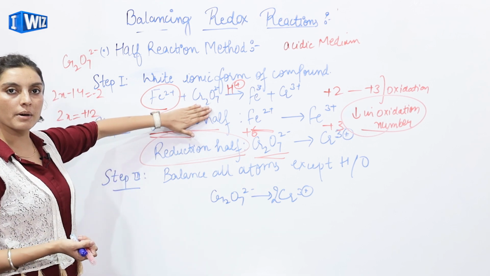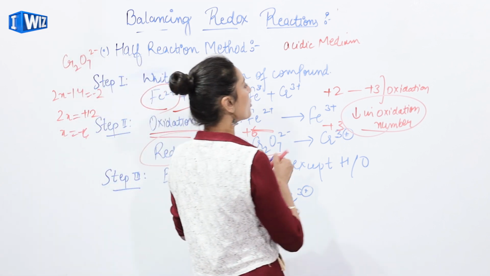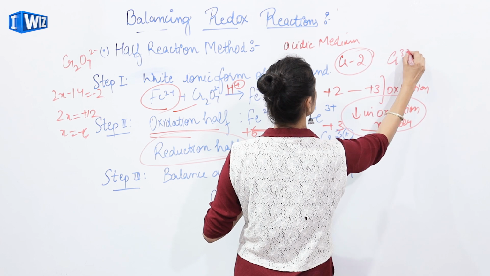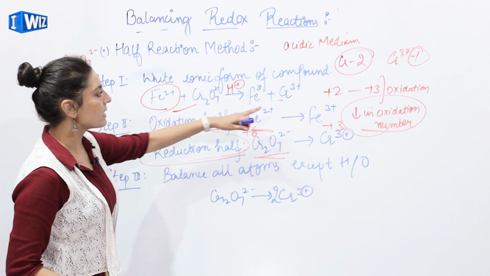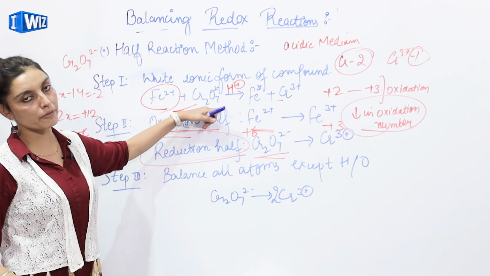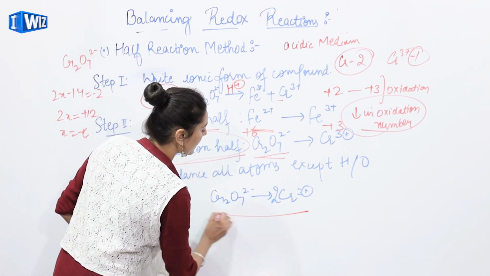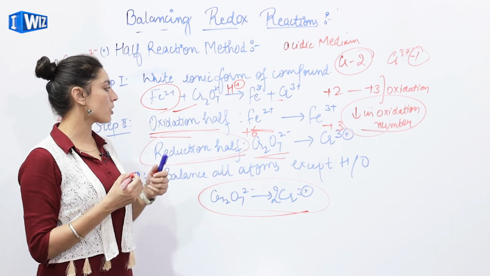It's only the chromium ions that need to be balanced, because in the dichromate the number of chromium atoms is 2, but in the chromium ions we have just one chromium ion. So we need to balance that. We balance this with 2, because the number of chromium atoms in the dichromate ion is 2. So we have balanced that with the 2. Moving ahead, the next step, let's talk about it.